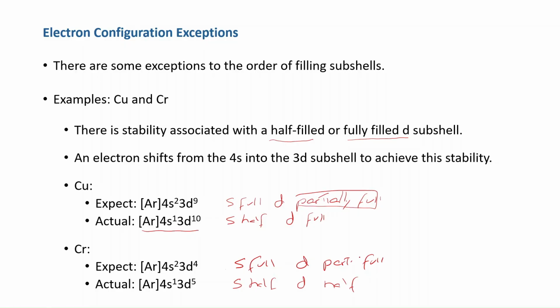Half is better than partially. So once again, we get rid of the partially full, this one is more stable. Okay? So that is the only exception. When you have a choice between a partially full cell or a cell that is either completely full or exactly half full, the exactly half full is better than the partial. Partial is the most unstable.